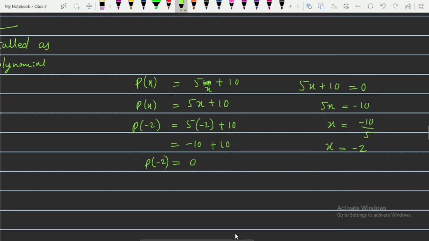When the value of the polynomial is 0, for which value is it coming 0? That is minus 2. For minus 2 it is coming 0. So this minus 2 is called a zero of the polynomial. This is what we mean by zeros of a polynomial.